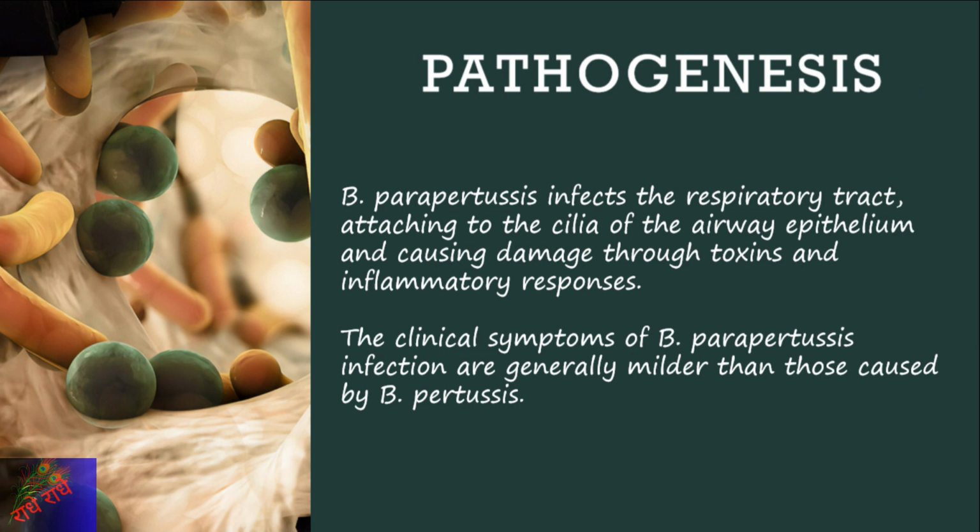Bordetella parapertussis is a gram-negative bacterium that primarily infects humans and sheep, and can be found in the respiratory tract. It requires specialized media for culturing. When it comes to pathogenesis, B. parapertussis attaches to the cilia of the airway epithelium, causing damage by releasing toxins and triggering an inflammatory response. While the clinical symptoms of B. parapertussis infection are generally milder than those caused by B. pertussis, it's important to take measures to prevent infection.